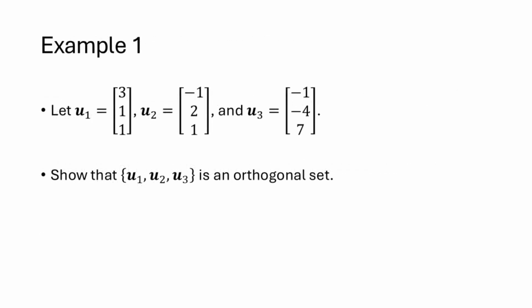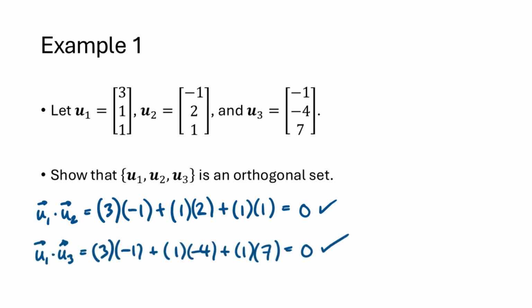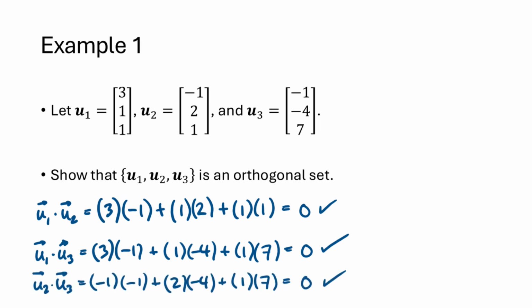So here we have an example of three vectors in R3, and we want to show that u1, u2, and u3 form an orthogonal set. So the way we do this is we compute a whole bunch of dot products. So for example, we can first compute u1 dot u2. Notice that those two subscripts 1 and 2 are different, and we compute that dot product and get the result 0. We compute u1 dot u3 and also get 0. And then we compute u2 dot u3 and once again get 0.